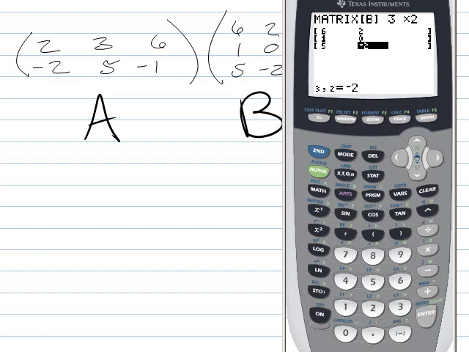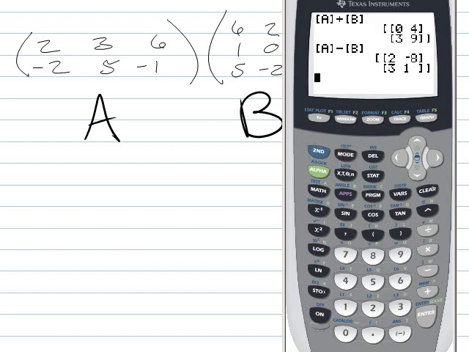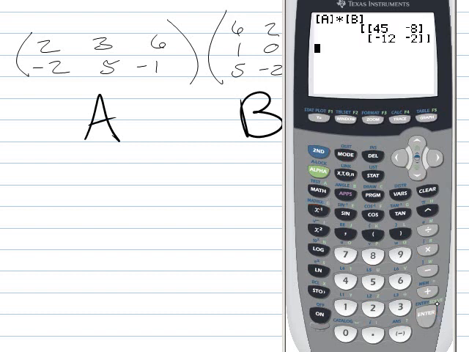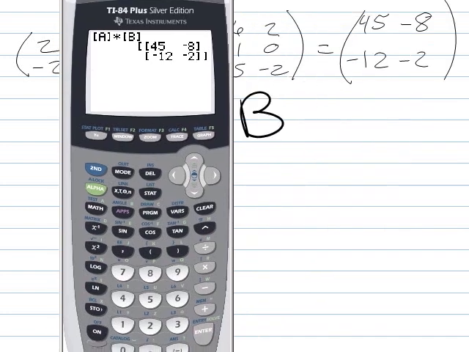Alright, so I've got my matrices in there. I'm going to go back to my home page. I'm going to clear that out because I don't need it anymore. Now I'm going to go to my matrices and I want to say, well, what is A times B? And please let that be the answer we got by hand. It is! Look, we're fantastic! And look, it did it right away.